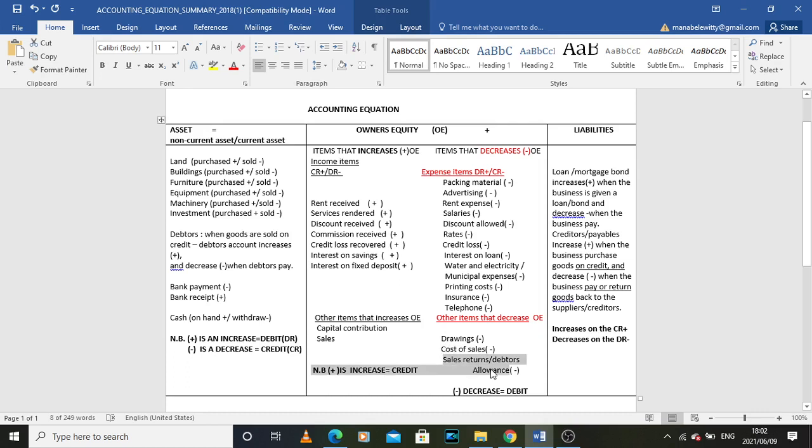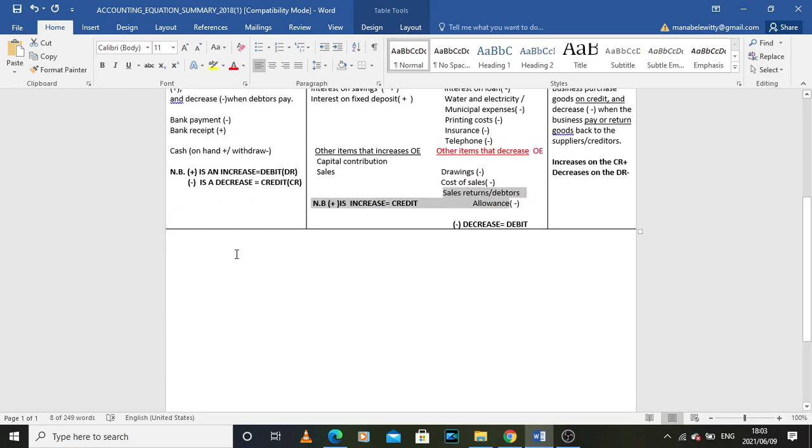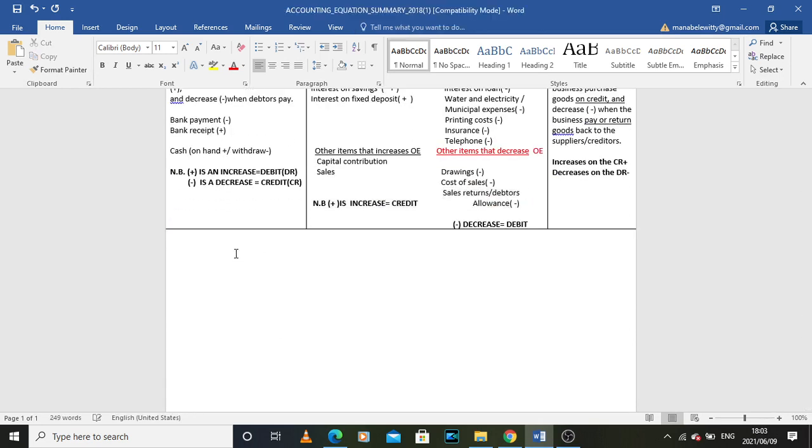So you must be able to understand this structure, and after understanding it, you will be able to deal with the accounting equation in the form of transactions, because each time you read a transaction, you must be able to identify the two accounts that are affected. For example, let me give you a transaction of my own. Let's say it says: paid water and electricity by check.